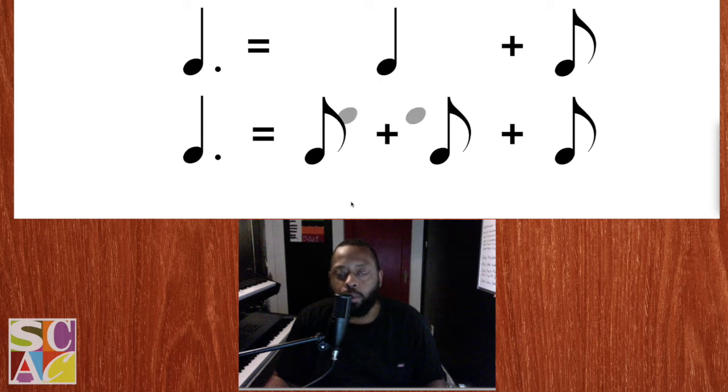So if you look at it once again in a mathematical equation, 1/8 plus 1/8 plus an extra 1/8 is going to equal a dotted quarter note. Or if it makes more sense to you, 1/4 note plus 1/8 note also equals a dotted quarter note.